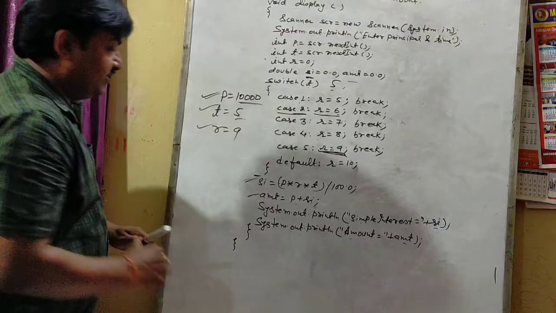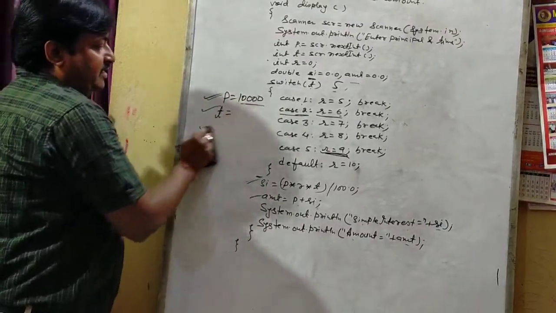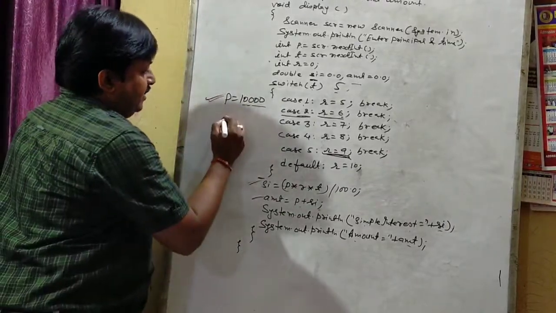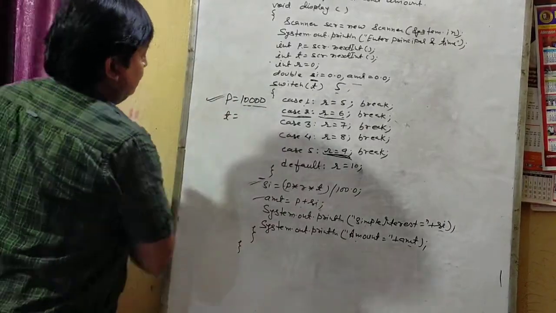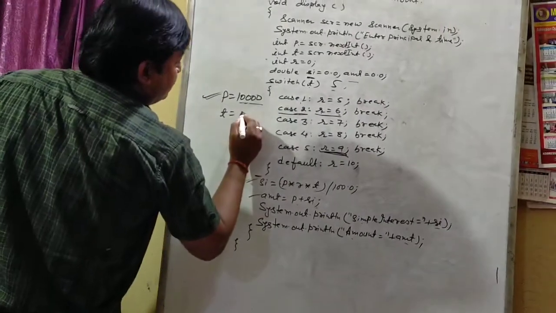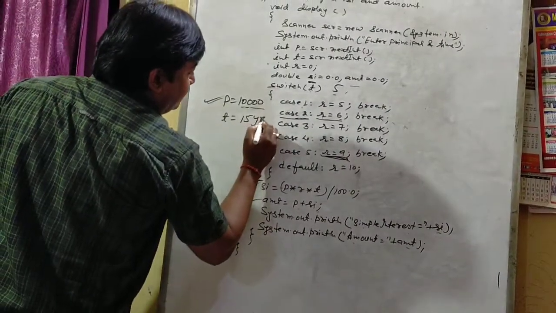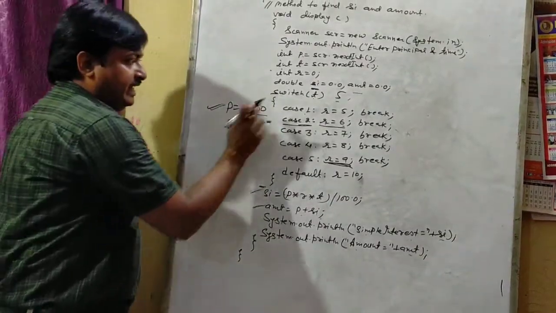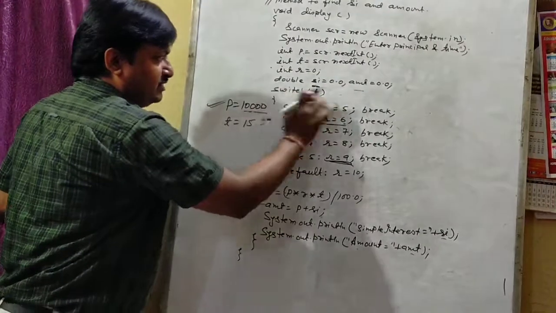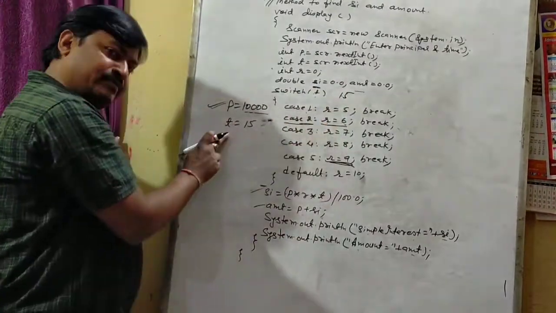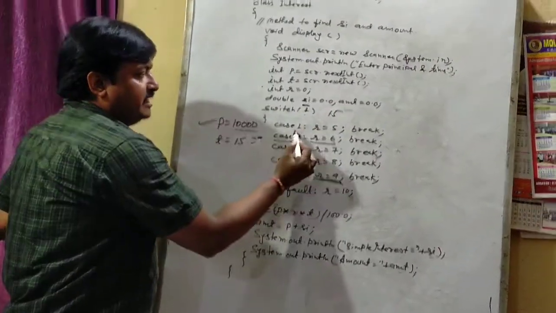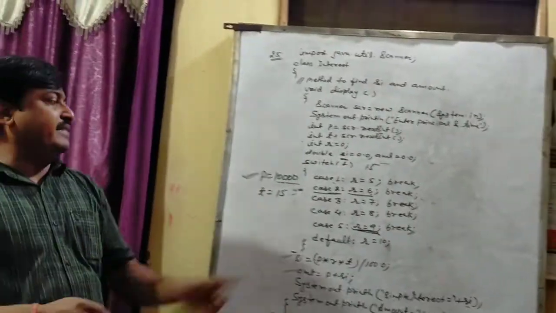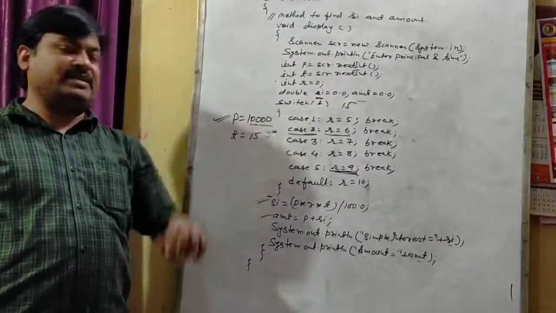Take one more example. This time principal will be the same, 10,000. Time is equal to, suppose, 15 years. Put the T in switch. The value of switch will be 15 because the value of T is 15. So this time case 1 will not match, 2, 3, 4 and 5. All the cases will not match with the switch expression, the value of which is 15.